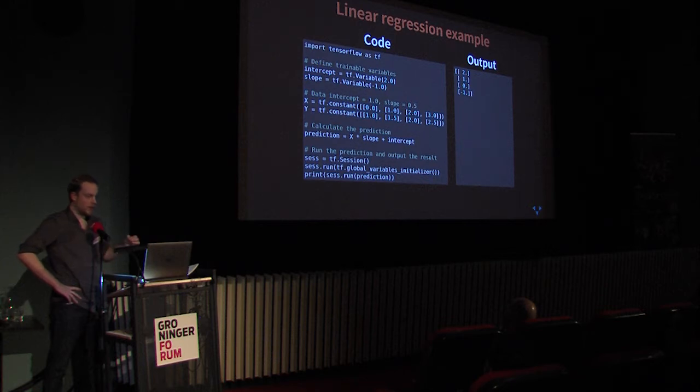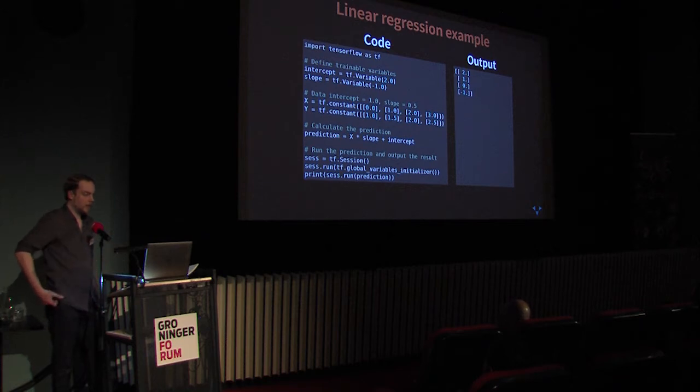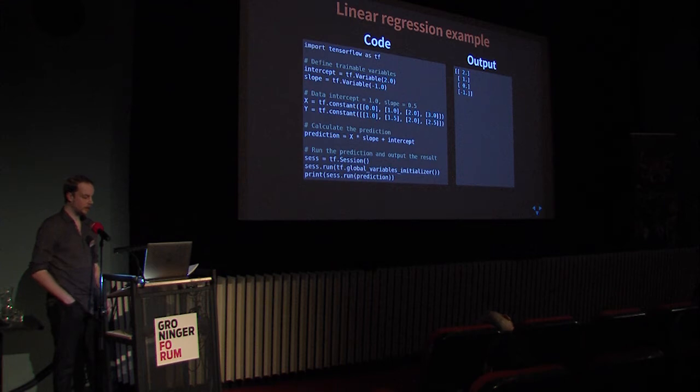Remember, we're still dealing with nodes, so there's no actual calculations being done so far. The next node we're defining is the prediction the model will make. Here's our formula again, x times slope plus intercept. This defines the line based on intercept and slope. Again, this is just a node in the graph. Now we're going to run it.